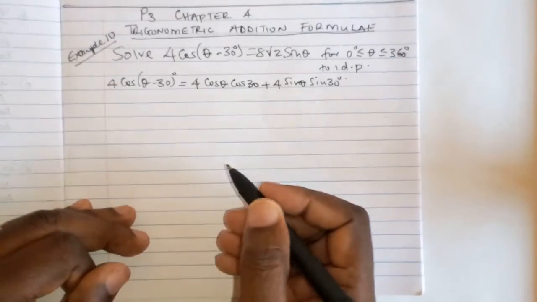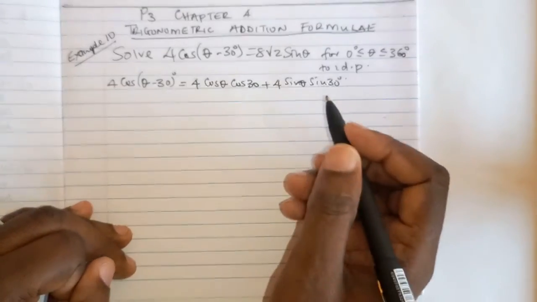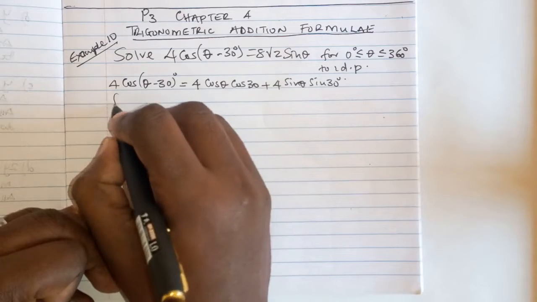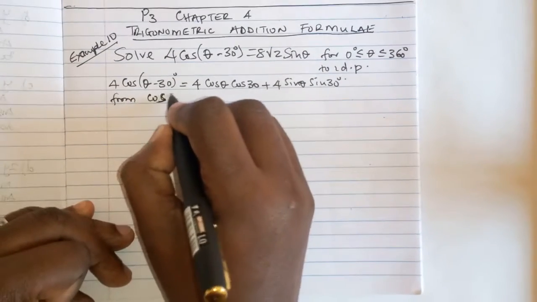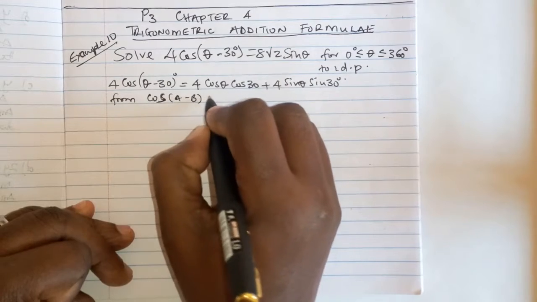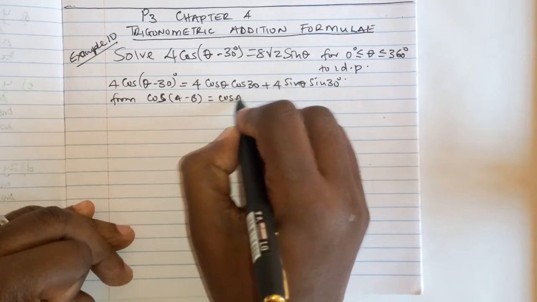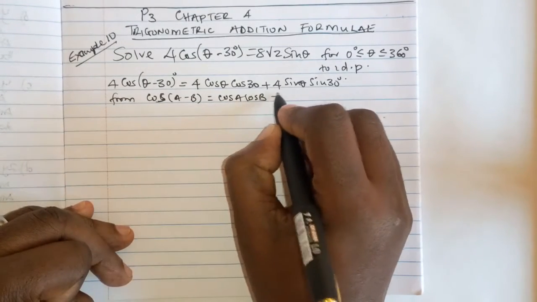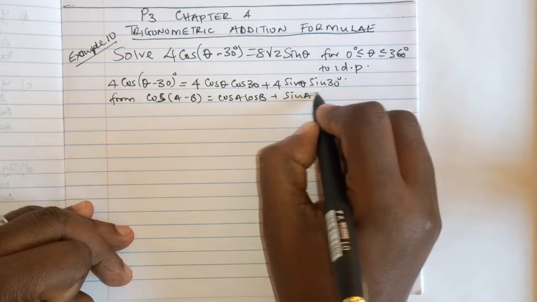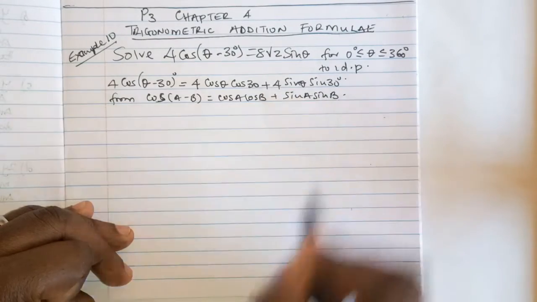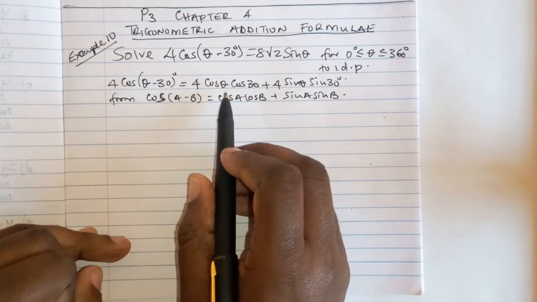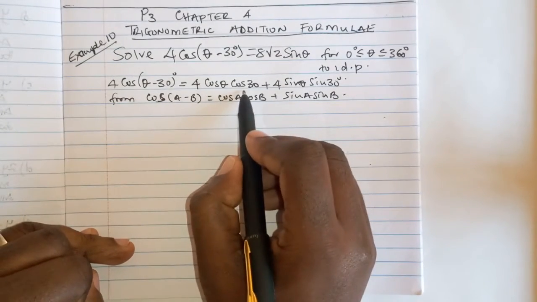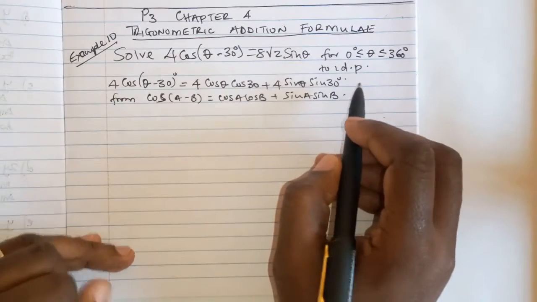This is obviously coming from the cosine of a minus b equals cos a cos b plus sine a sine b. That is true. So in this case, because we don't know the value of theta, that's what we are looking for, we need to know what is cos 30 and what is sine 30.